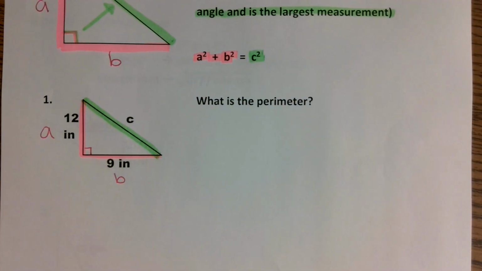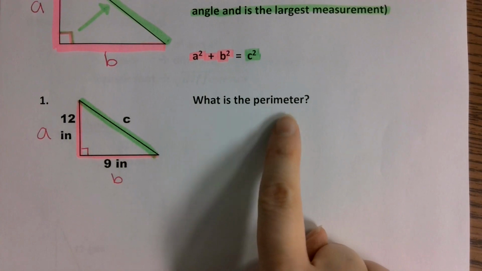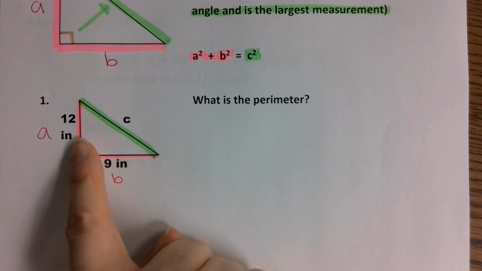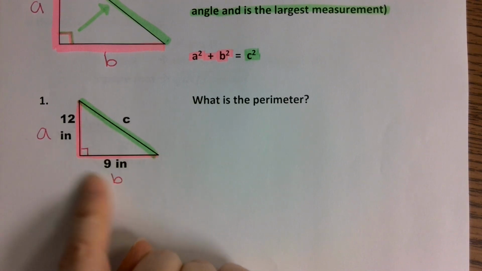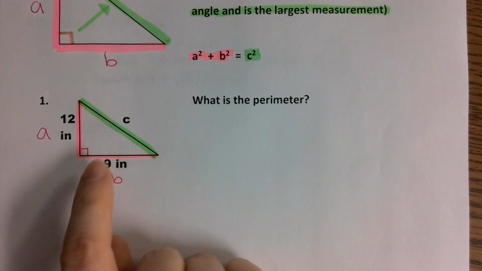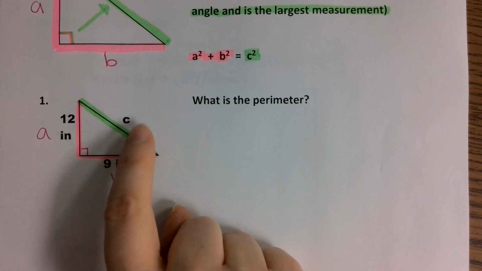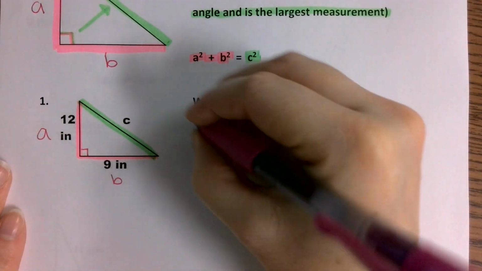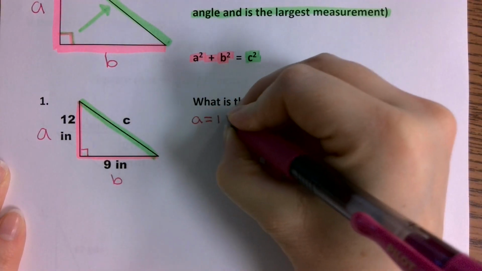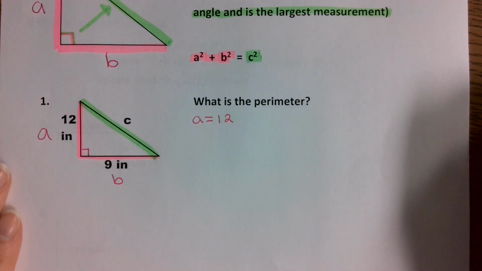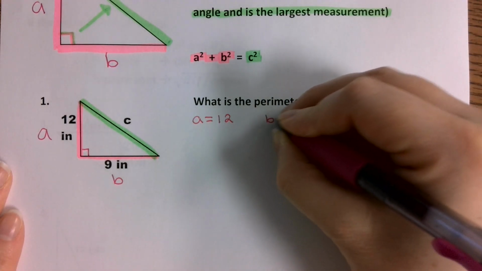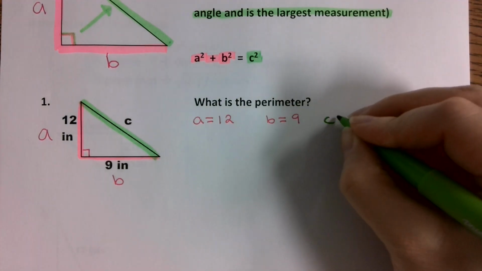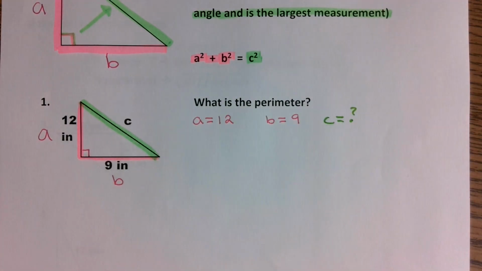But the question is not asking for the measurement of C, it wants the perimeter of the triangle. The perimeter means that we need to know all three measurements so that we can add them together. We can't figure out the perimeter until we find that last measurement, C. So first we're going to plug them into our formula. A is 12, B is 9, and C is an unknown value, so I'm going to put a question mark.